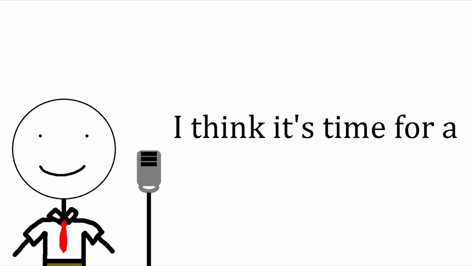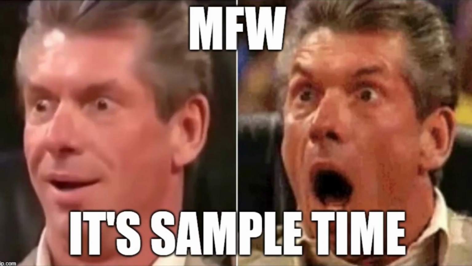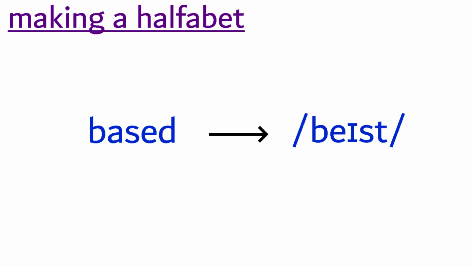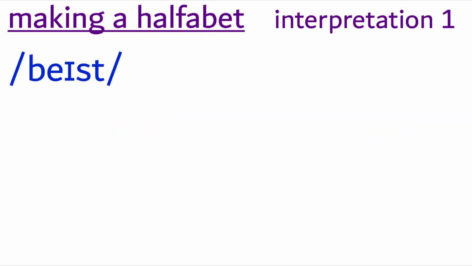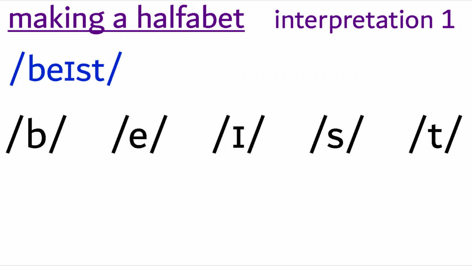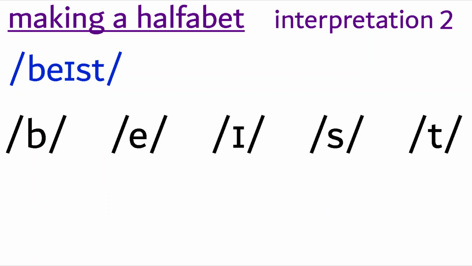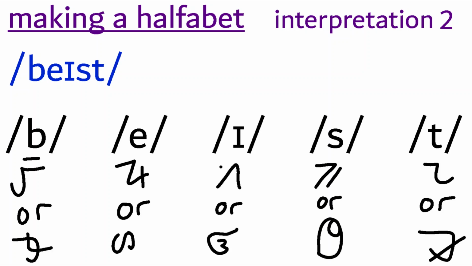You know what? I think it's time for a sample time. Let's take the English word based and transliterate it to the International Phonetic Alphabet. Using the first interpretation of the alphabet and creating a digraph for each phoneme, we can spell based as such. Alternatively, using the second interpretation, we could create two different glyphs for each phoneme, and as shown on screen, we could spell based like this or like this.